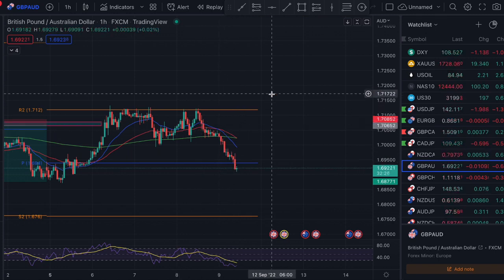But as I'm saying, this doesn't always play out, but it is one thing to definitely keep in mind when you're looking for trades.